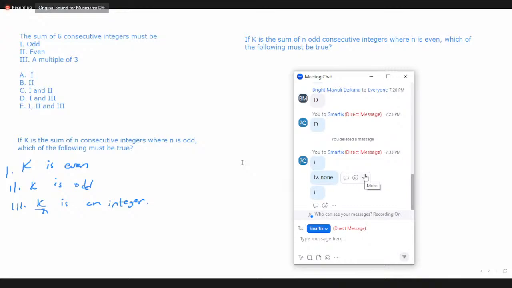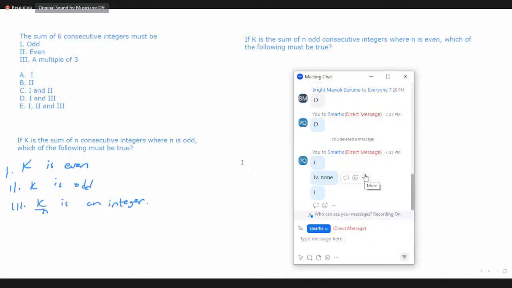So the question, you can replace n with 2, 4, 6, 8, but the numbers you're adding are odd numbers. So then, if you're adding an even number of odd numbers, then the sum will definitely be even, right? So I is correct, I is wrong.